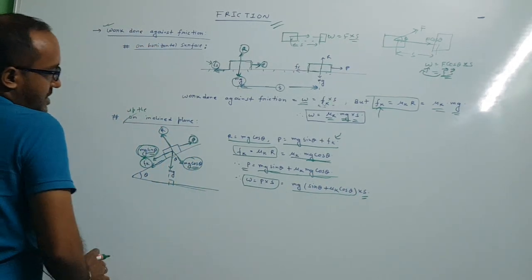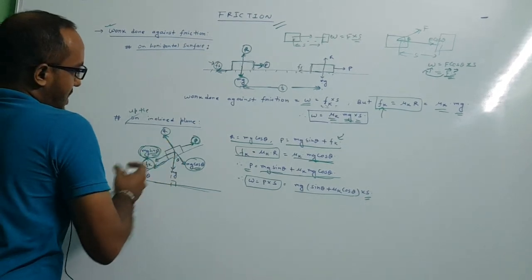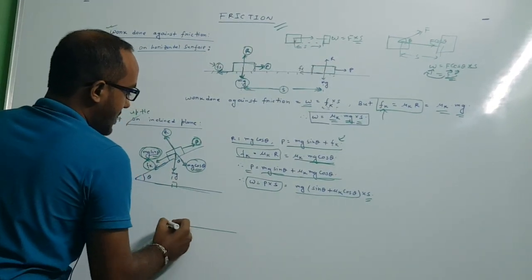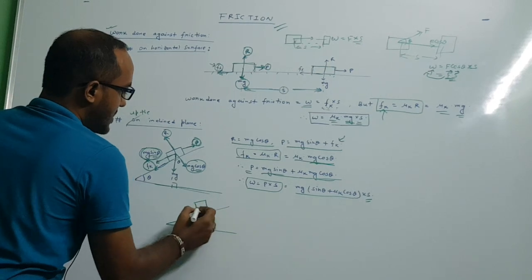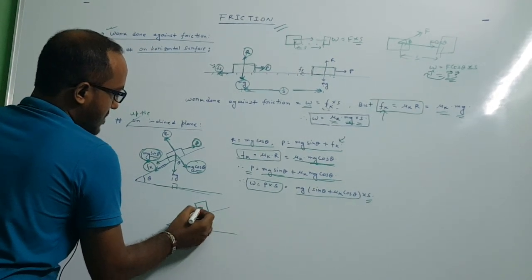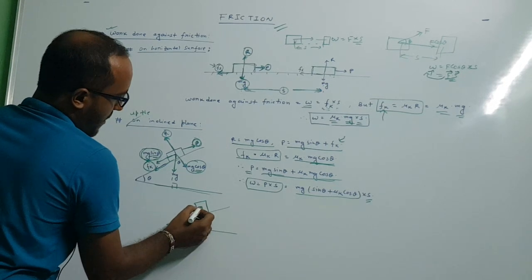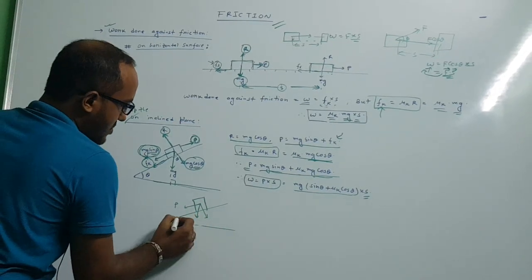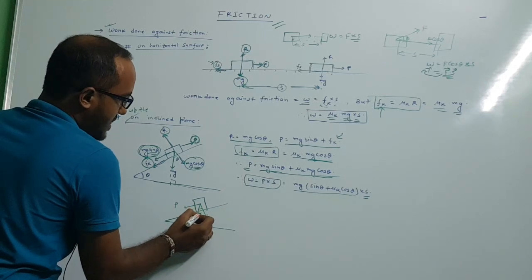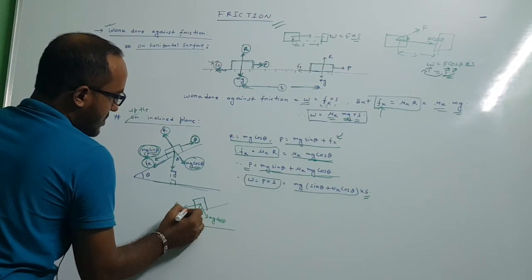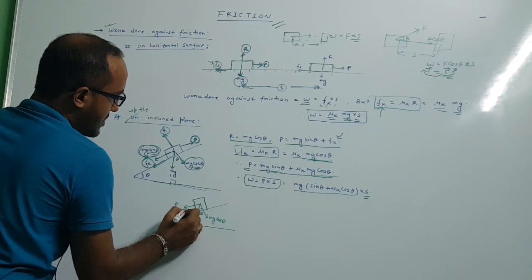Now see what will happen if we apply the same force in the downward direction. If we apply the same force in the downward direction, then see, we have applied the force in the downward direction. Now this angle is theta, this is mg cos theta, and this would be your mg sin theta.